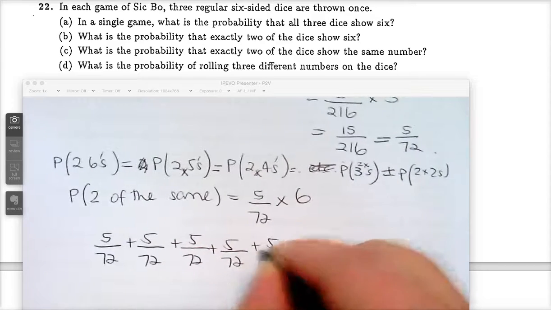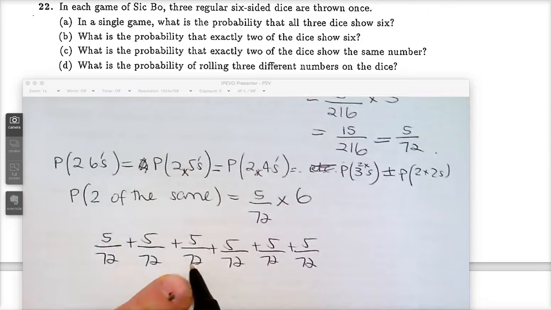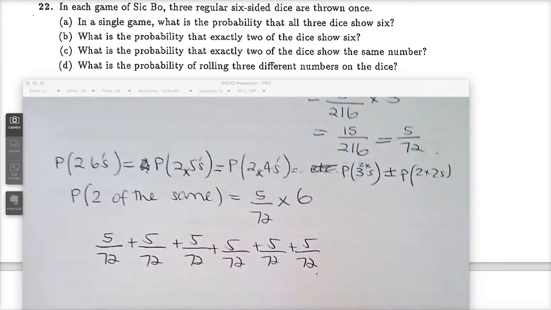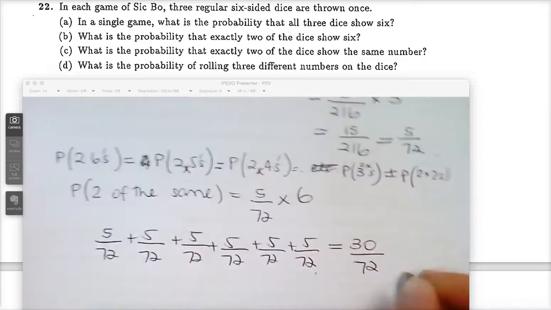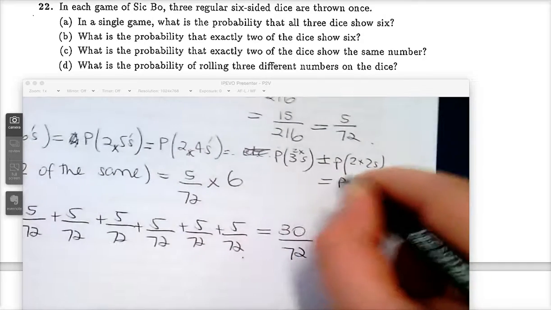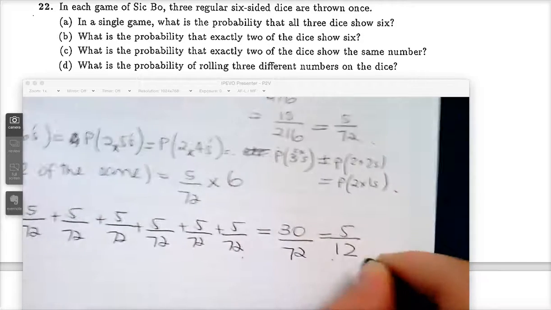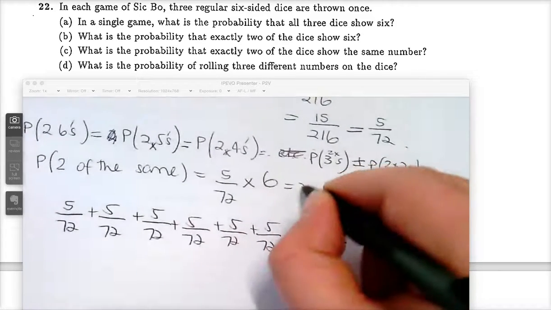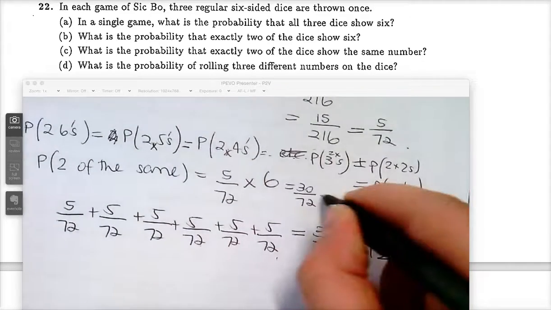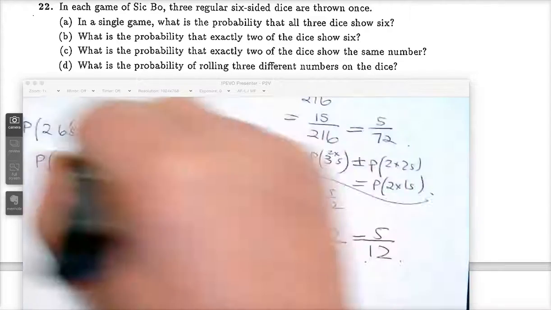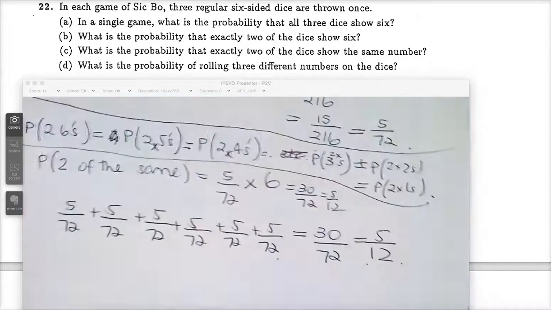You would add this 6 times, wouldn't you? That's for the 6s, the 5s, the 4s, the 3s, the 2s, the 1s. Which is 30 out of 72. So, guys, just be careful. Guys, do we get that? That's part C. These are good questions.